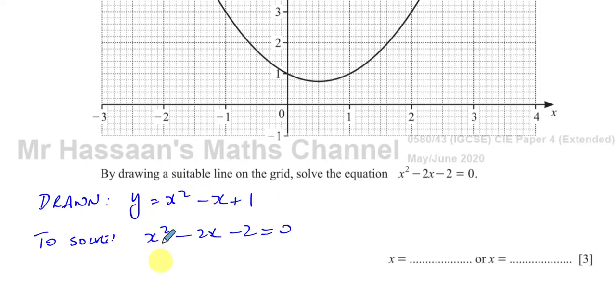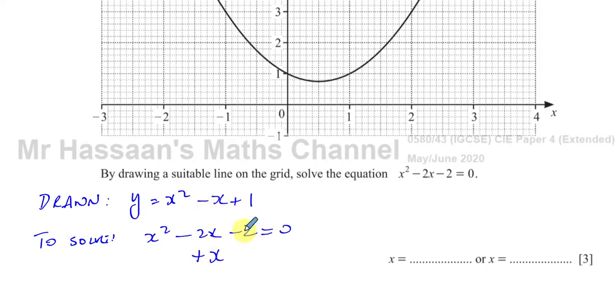So what we can see, the x squared is fine. We don't need to change that. But the minus 2x has to become minus x. Minus 2x has to become the same as minus x. So I need to add x. When I add x to this, this is going to become x squared minus x. So that's that part done.